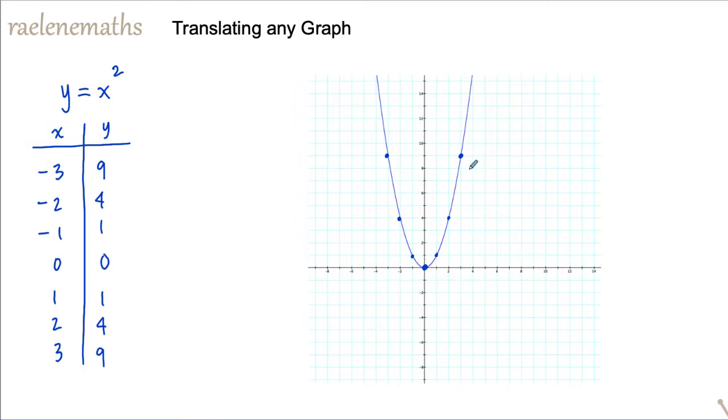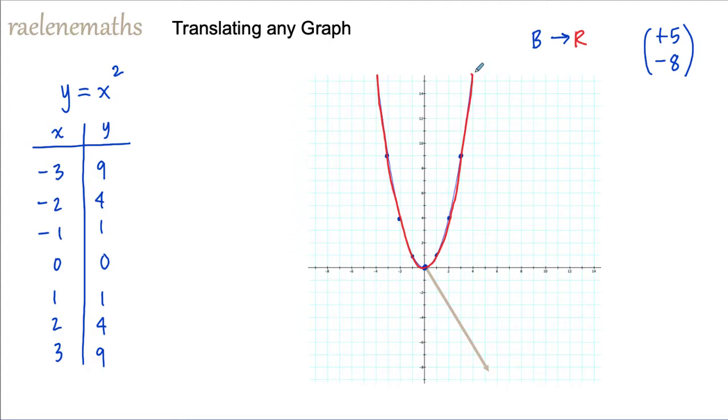So here we have our parent parabola, and we are going to translate it once again according to this vector of 5 to the right and 8 down. This is from the blue to the red graph, and again that vector is 5 to the right and 8 down. And so if we do that, we're not going to resize the parabola. We're going to keep the same size, the same width, the same dimensions. We're just going to drag it over.